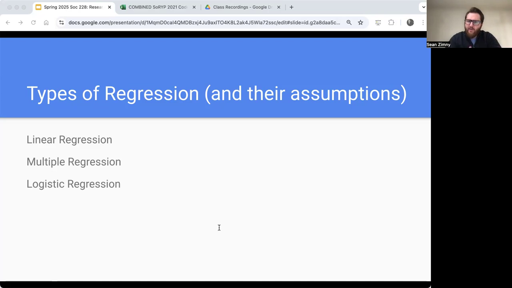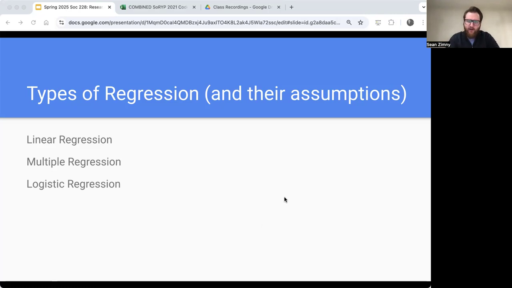And why is this useful? Sociologists often deal with complex phenomena, right? It's society. Multiple factors, things like race, class, neighborhood, and socioeconomic status, all interact to shape our outcomes, like academic achievement, health related outcomes, or crime rates, those sorts of things.